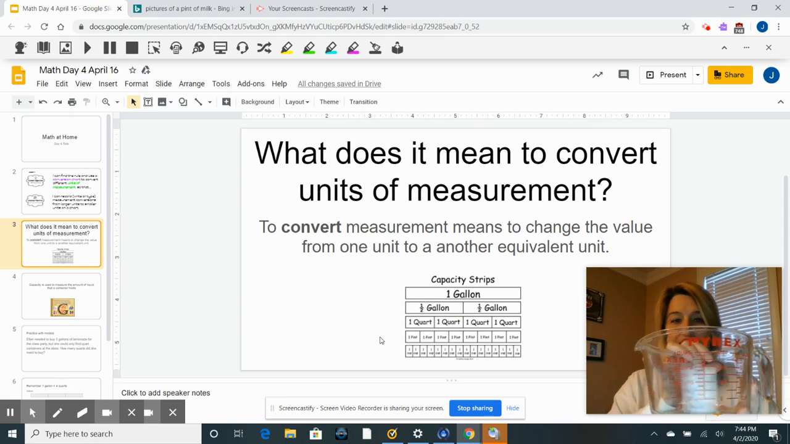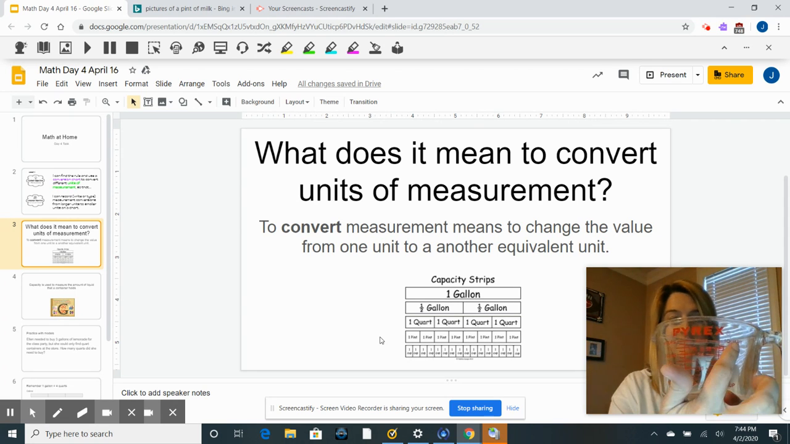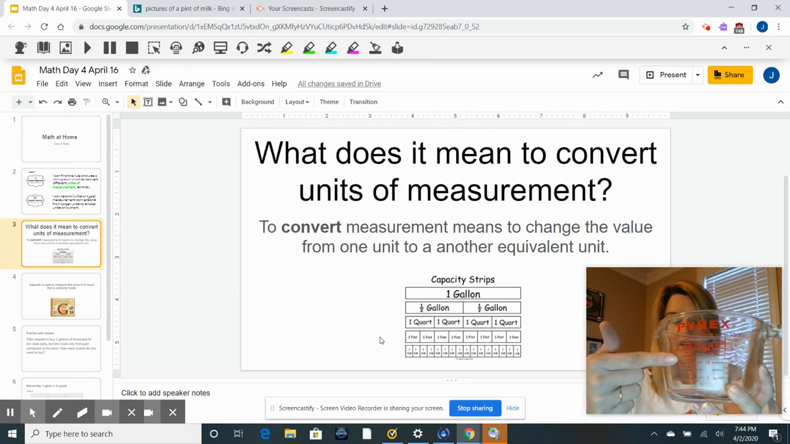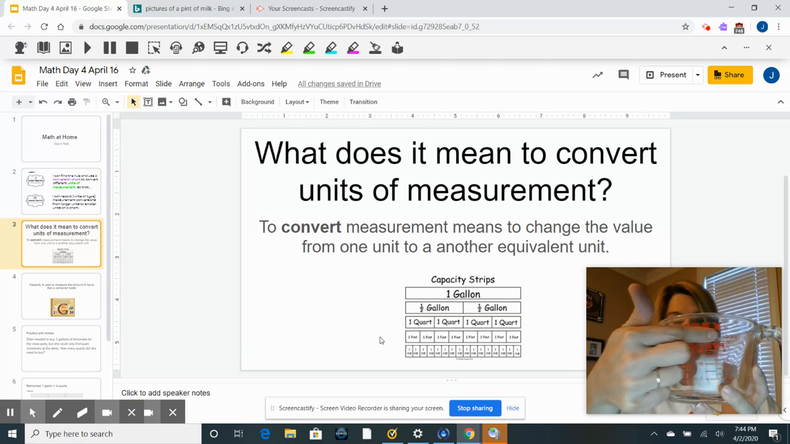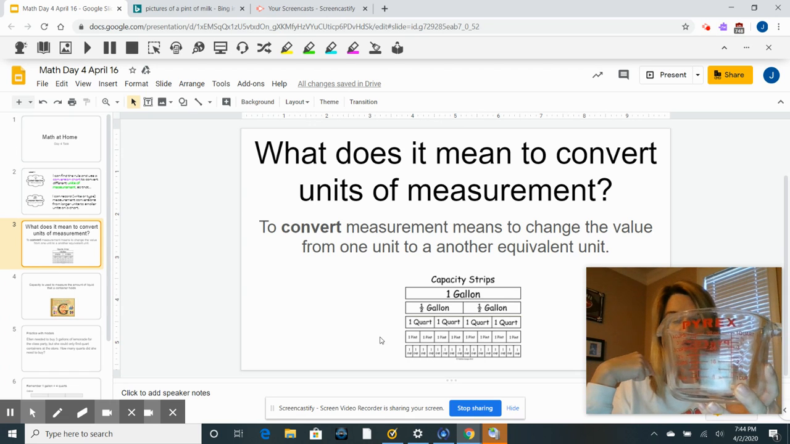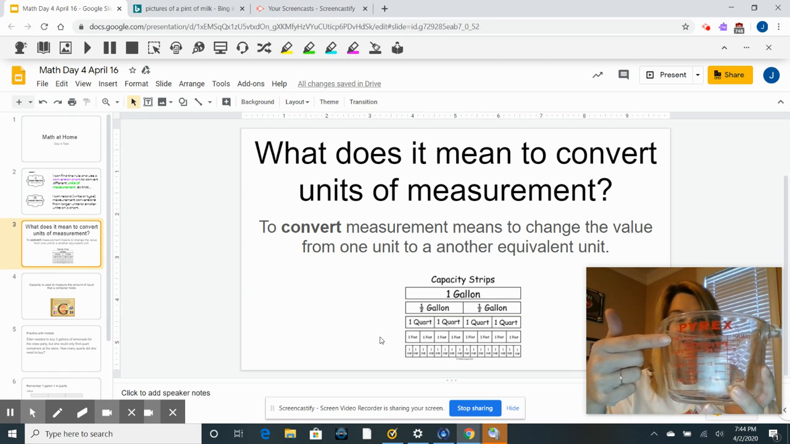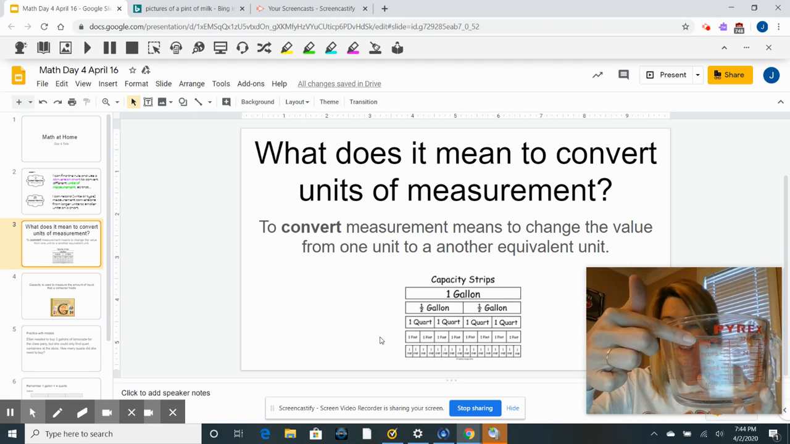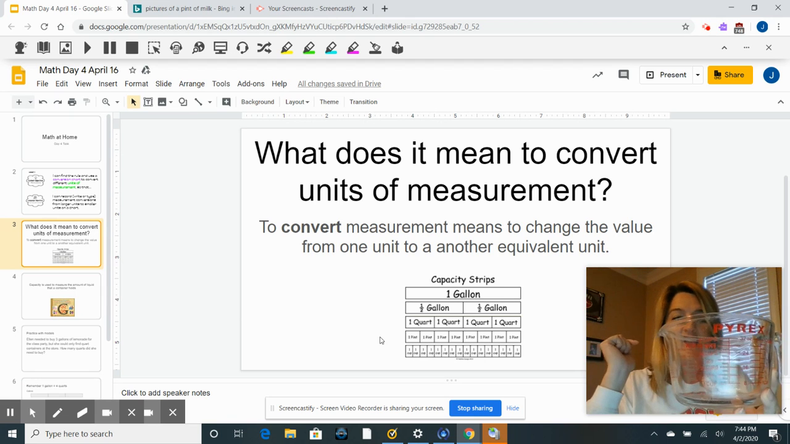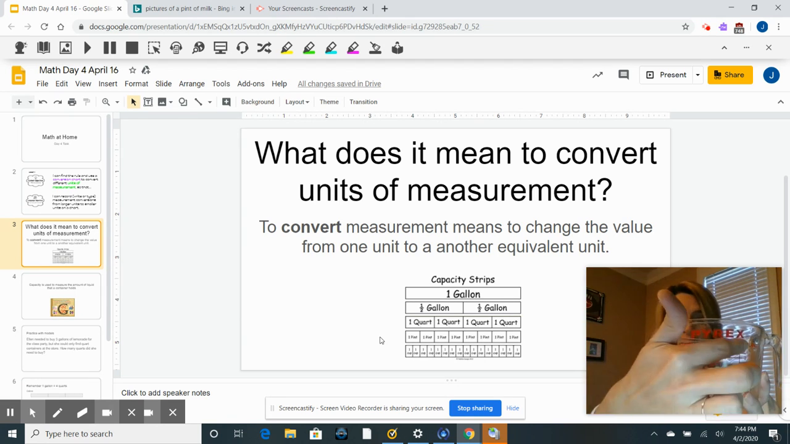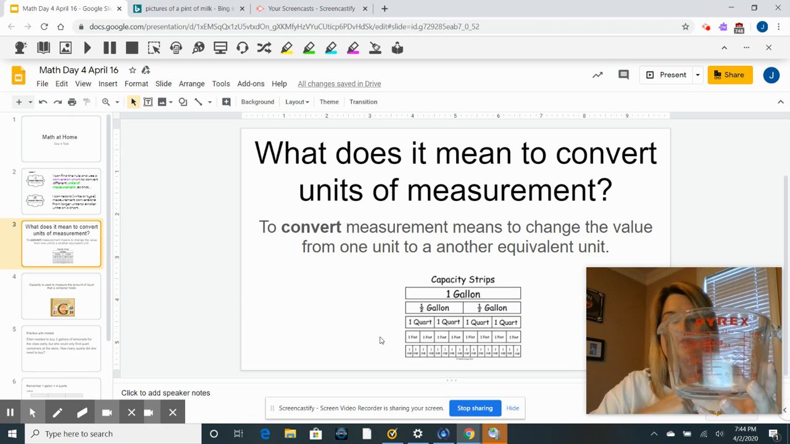Okay, and I can flip it over here and I can see right here where it says quart. So if I poured my milk in this measuring cup up to here, that would be 1 quart. It also shows me how to measure that in cups, and 4 cups is the same as 1 quart.